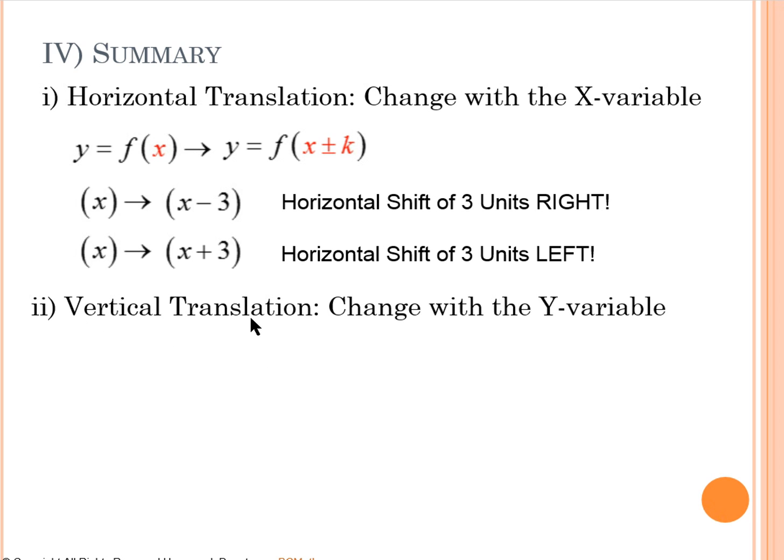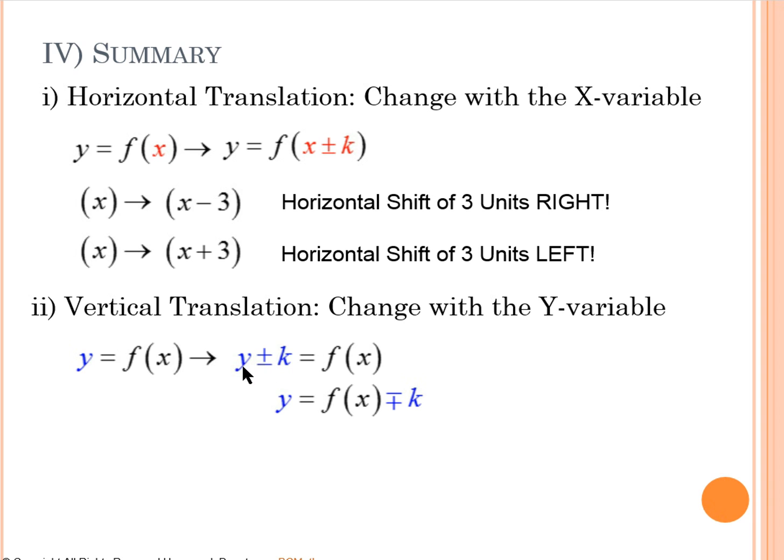And for vertical translations, we are changing the y variable. So any changes in the y variable would represent a vertical translation. So here's my y. If I have y plus or minus k, which represents a constant, k could be, once again, 1, 2, 3, or 4. So whenever the y value is being changed by a constant, that represents a vertical translation.